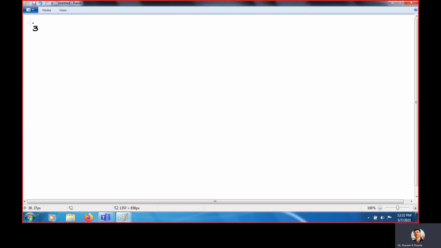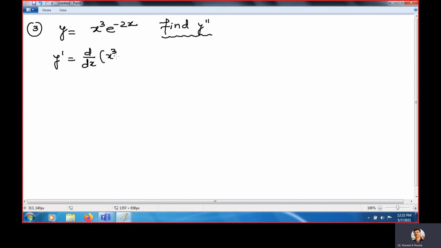Okay, let us take question number 3. Question number 3 is, if y is equal to x power 3 e power minus 2x, clear? Find y double dash. If you need to find y double dash, that means first we need to find y dash. Y dash means d by dx of x power 3 e power minus 2x.